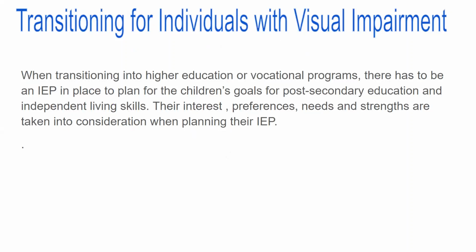Transitioning for individuals with visual impairment. When transitioning into higher education or a vocational program, there has to be an IEP in place for the child, and it has the goals for post-secondary education and independent living skills. The IEP is done before around age 16, so when they're out of high school, they already have their goals. Their interests, preferences, needs, and strengths are taken into consideration when planning for the IEP.